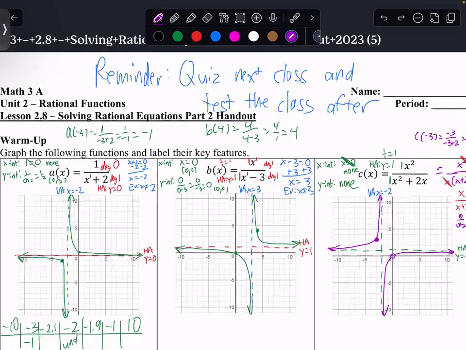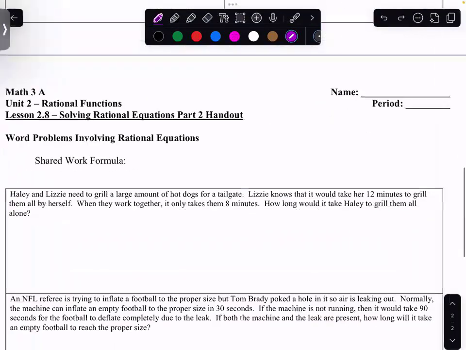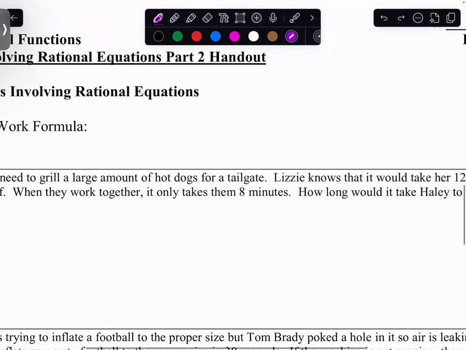Okay, so let's jump to the back of the handout now, because we didn't get to this last time. We're going to go over a real life application of solving rational equations that we introduced last class. We have something called the shared work formula. If two things are either collaborating or doing opposite actions, we can calculate the amount of time it will take to do the task. Please write down this formula.